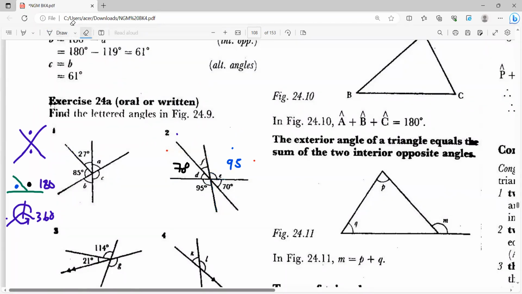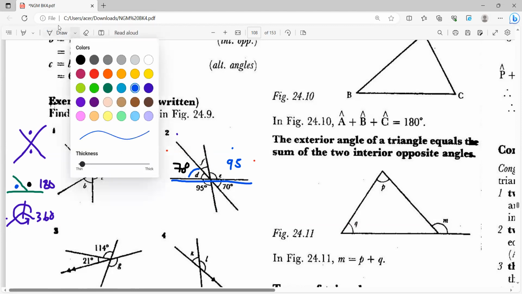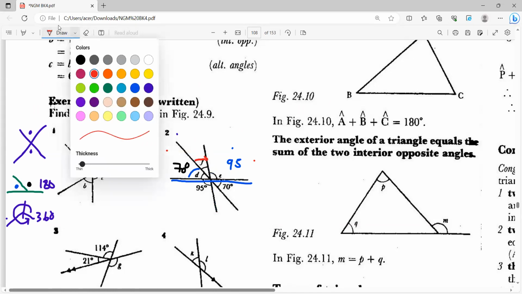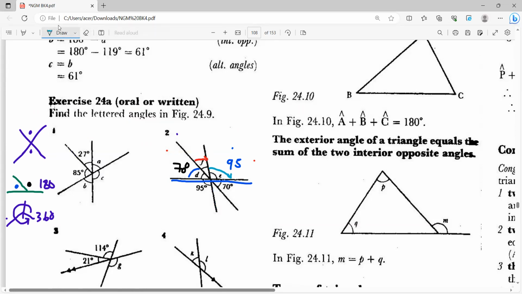So let me get rid of this. D, E, and F are on a straight line. This is the straight line. D from that point to that point, F from that point to that point, and then the last guy, E, from that point to that point. If we connect these 3 arrows, we'll get a straight line. So D plus E plus F equals 180.